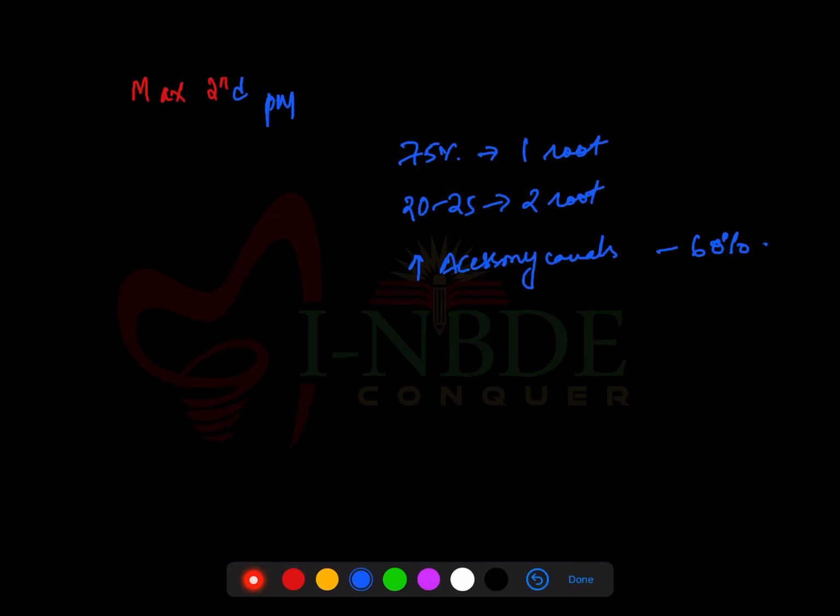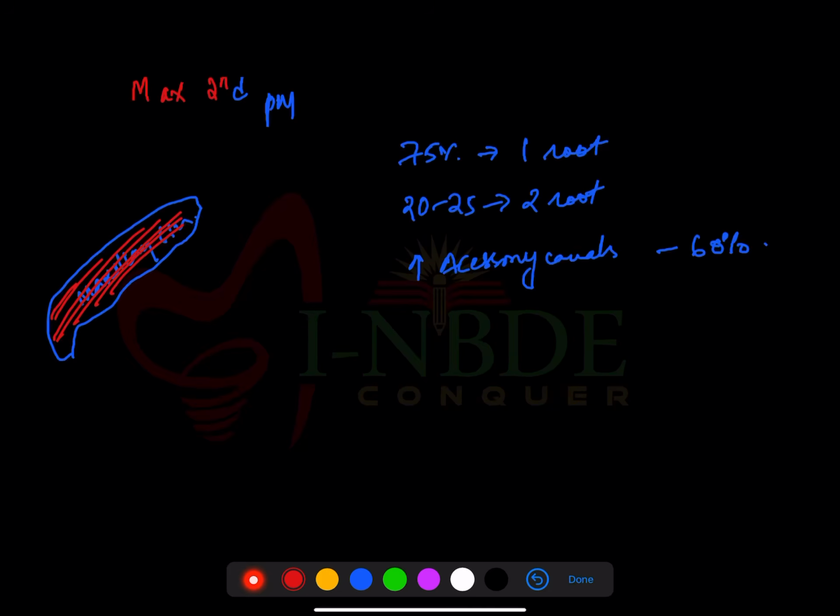And make a note, all the maxillary teeth are in very close approximation to the maxillary sinus. So you have to take utmost care regarding the maxillary sinus when you're treating these maxillary teeth, that is the maxillary first and second premolars, and the maxillary first and second molars. Okay, so this is all about your maxillary second premolar.